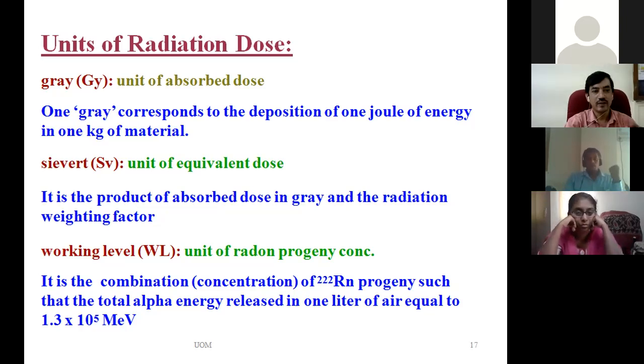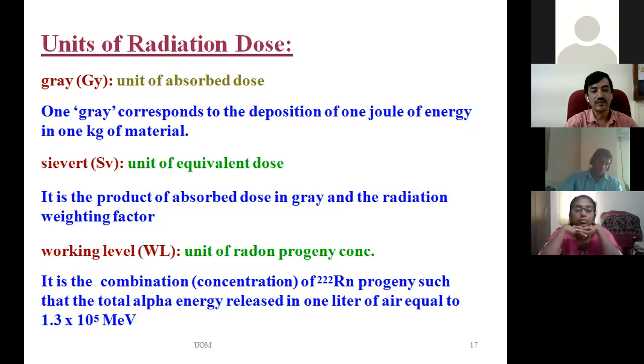Therefore, we have to consider the weighting factor, because each tissue has different sensitivity to radiation. Say, skin may be less sensitive than the internal tissues. That means each tissue has its own weighting factor. We have to multiply the absorbed dose by the weighting factor, and we get the sievert. Usually, these quantities are expressed in sievert. When we want to estimate the inhalation dose or ingestion dose to the population, we express it in sievert.